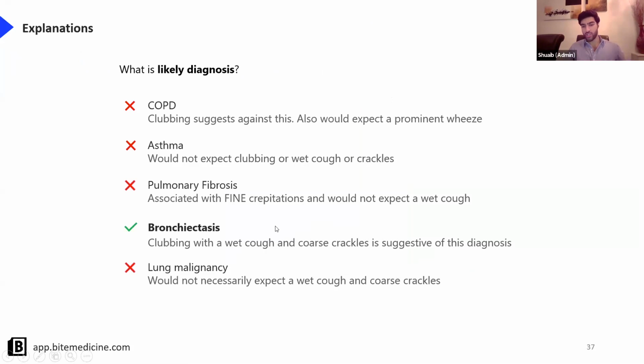You wouldn't usually expect crackles in COPD unless they have an underlying infection. So if the patient has an underlying infection, then with COPD, you would expect crackles. Otherwise, you would not expect crackles in COPD. So bronchiectasis is definitely the most obvious diagnosis here. I mean, asthma, again, you wouldn't expect clubbing. You wouldn't really expect a wet cough or crackles. Pulmonary fibrosis is associated with fine crackles.